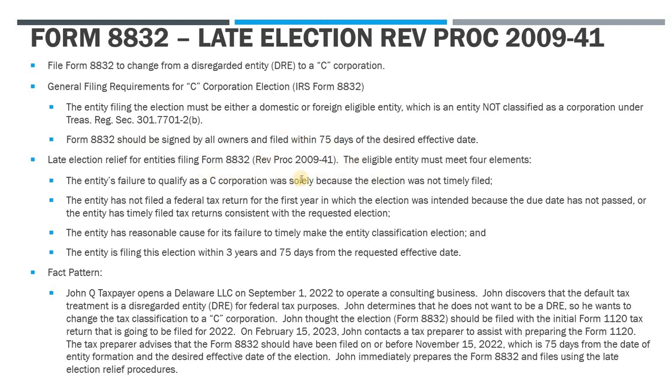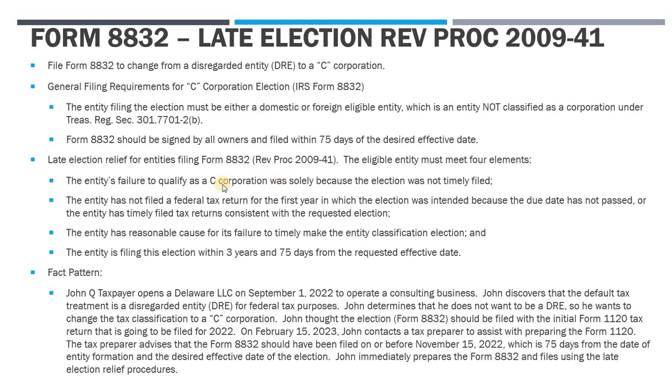So what are the procedures under this Revenue Procedure 2009-41? In order to qualify for relief, the entity has to meet these four elements. So the first one is our failure to qualify as a C Corp, that's our desired election, was solely because the election was not timely filed. So what does that mean? In other words, what we're saying here is that there's no other defect that would need to be cured to make this C Corp election. Really the only thing that is wrong here is we just simply missed the filing to elect C Corp status.